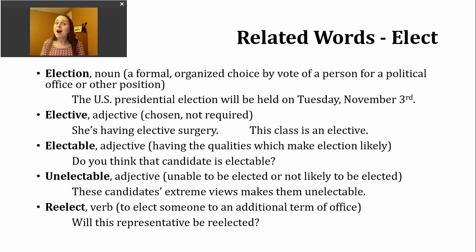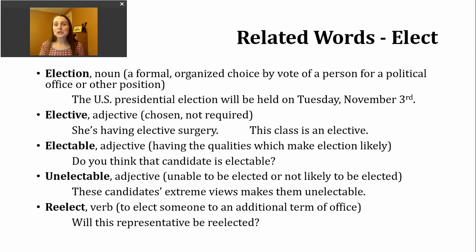Of course, we have the opposite adjective next, unelectable. Right? And we might recognize that prefix un, it means not. So this is unable to be elected or not likely to be elected. Here's an example of that adjective. These candidates' extreme views make them unelectable. So here we might have somebody that does not have very common beliefs, so they seem quite extreme. That person is not likely to be elected.